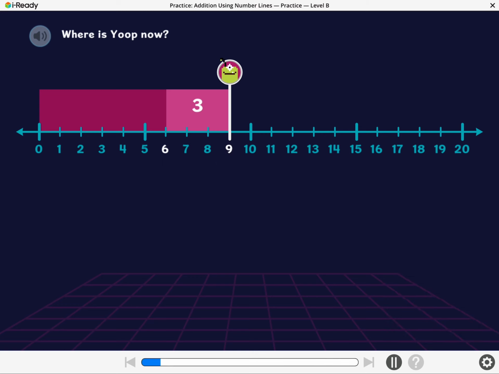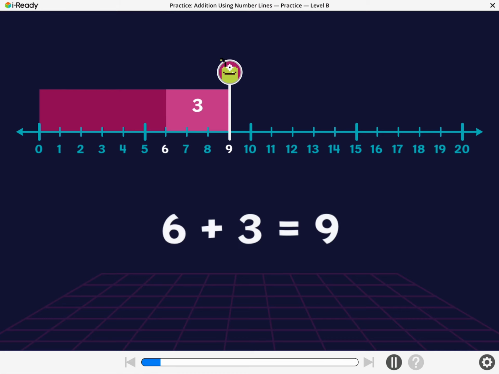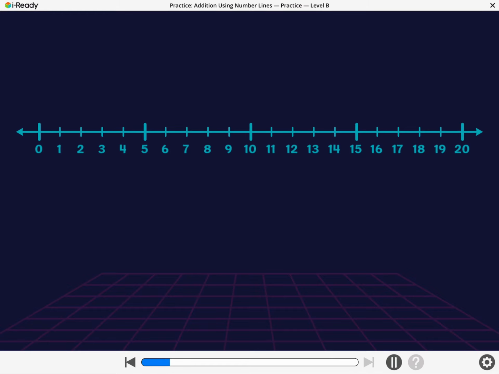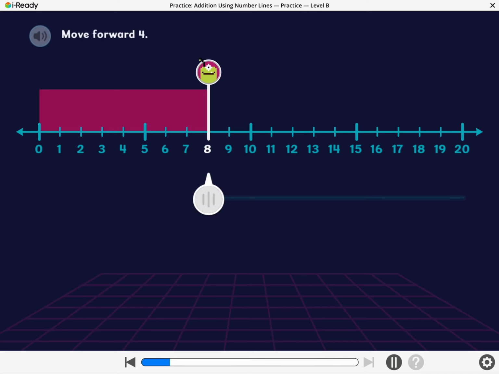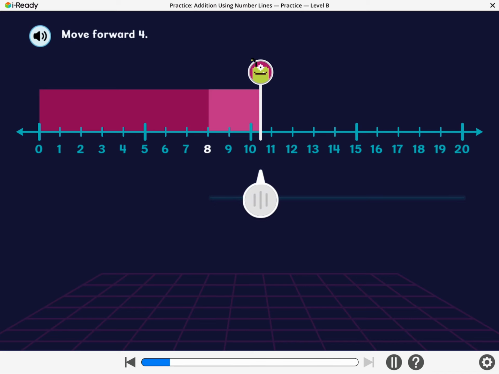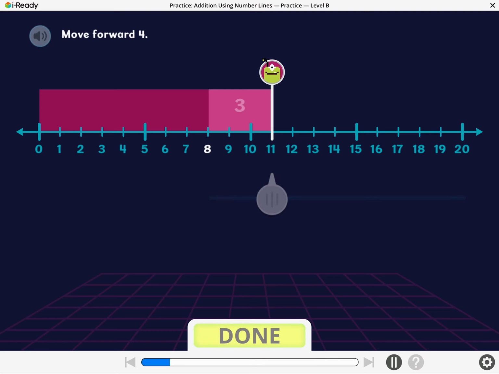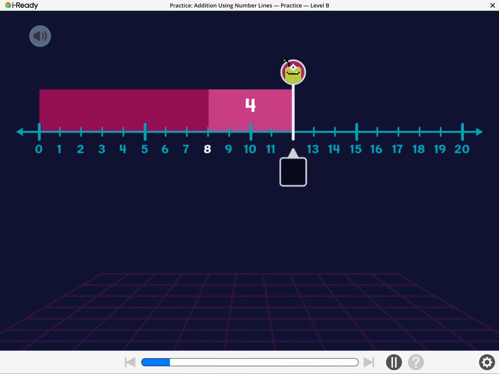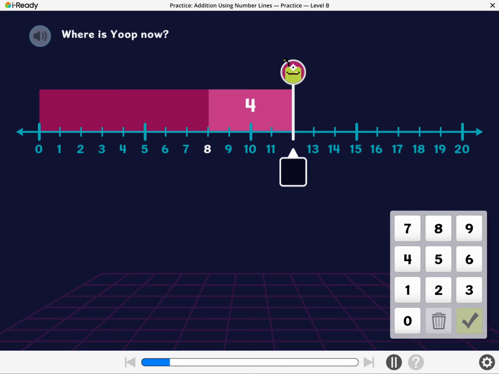Six plus 3 equals 9. Youp is at 8. Move forward 4. Good thinking. Where is Youp now? Indeed.